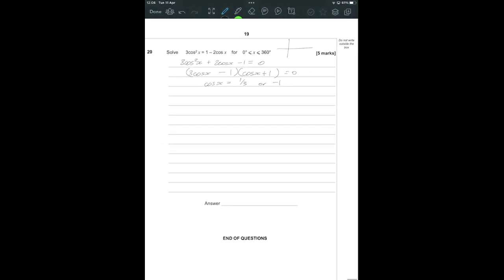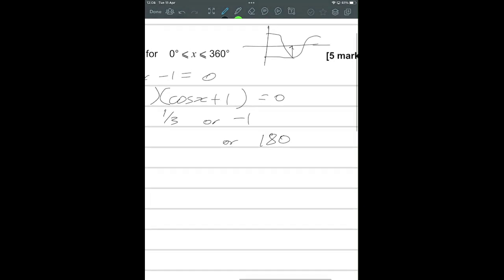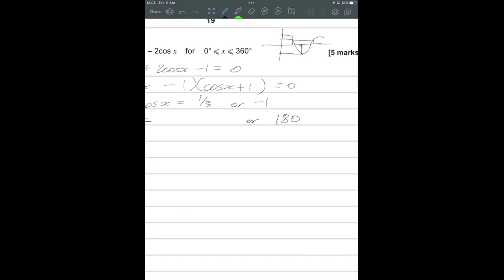Now at this point I'm going to do a quick sketch of the cos graph in the range needed between 0 and 360. Well, actually from this straight away I can work out what cos inverse of minus 1 is. Cos inverse of minus 1 is my 180. Of course your calculator will tell you that as well. And then cos x equals a third. I'm getting two solutions there. My principal solution from my calculator, cos inverse of 1/3, is 70.5, and there's more after that, but I'll put 70.5 for now.